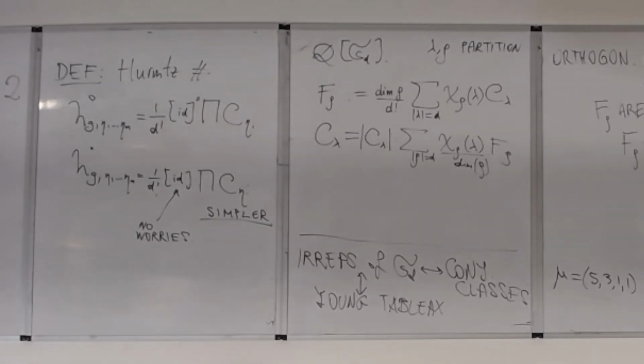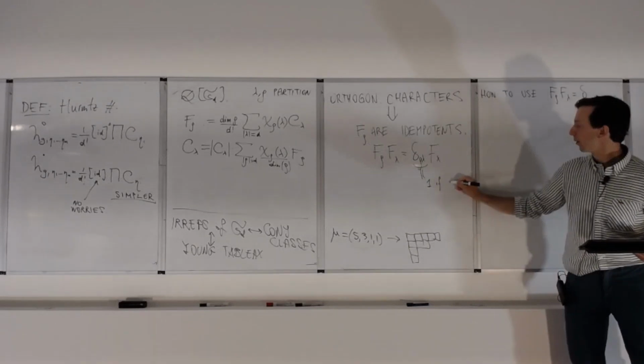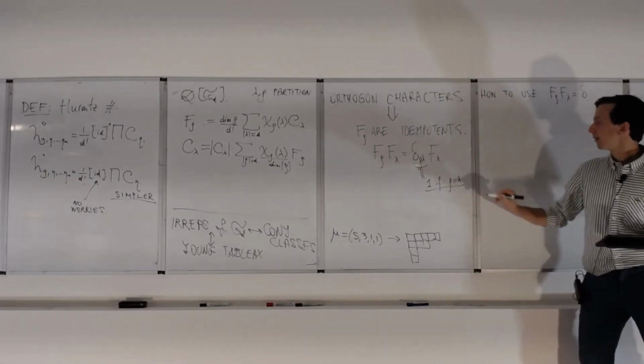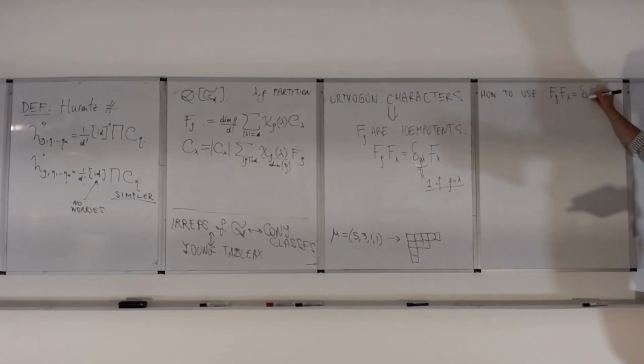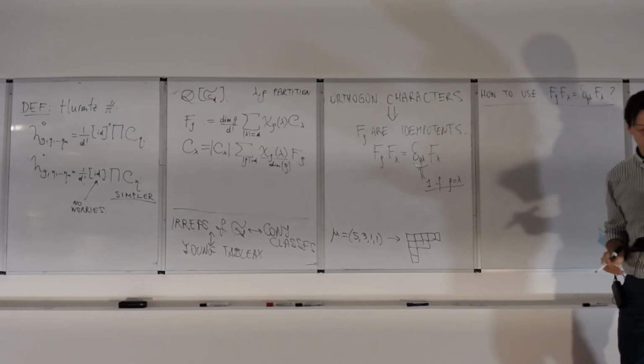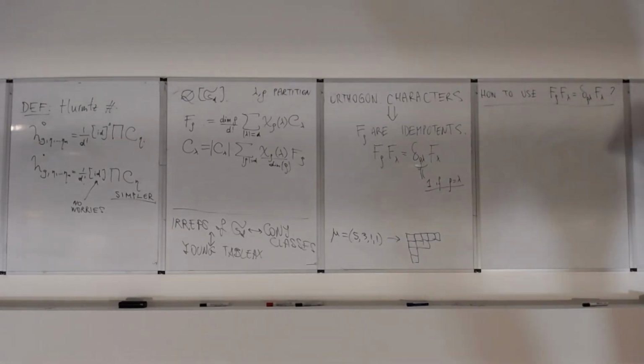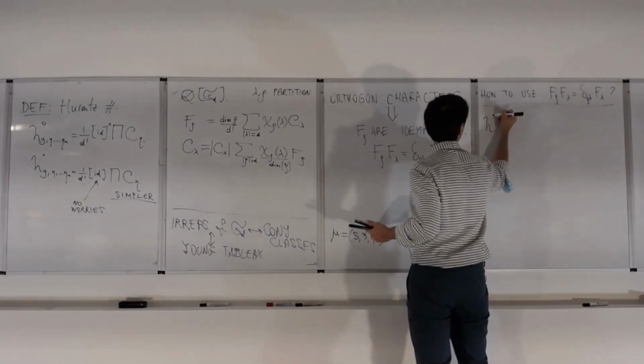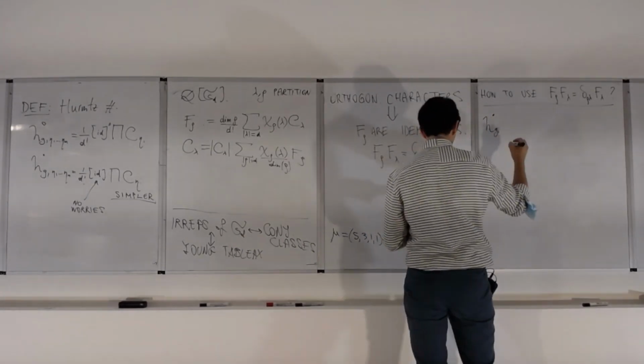Okay, so how to use this relation? F rho times F lambda is equal to delta. So this is the Kronecker delta. This is equal to 1 if rho is equal to lambda, and otherwise it's 0. Okay, how to use this? So if you take your Hurwitz number, G, and then this depends on several partitions.